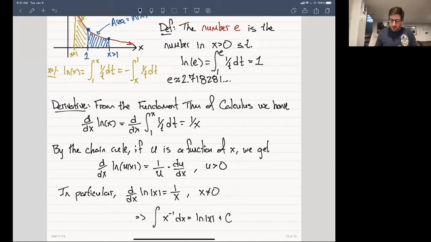Because now this allows us to handle antiderivatives of x to the power of n for any possible value of n. We used to have to rule out n is equal to -1, and now we can see why, because it's a completely different function. It's the natural logarithm that pops out.